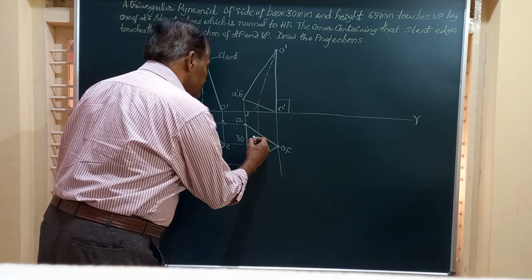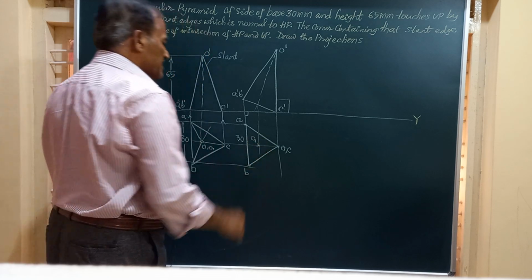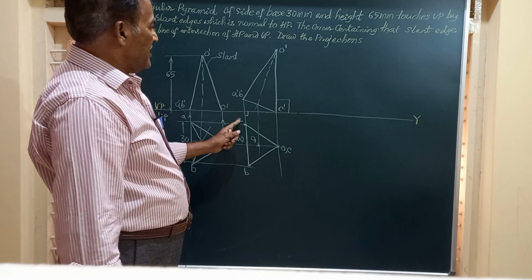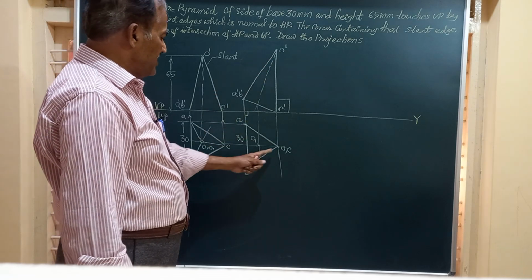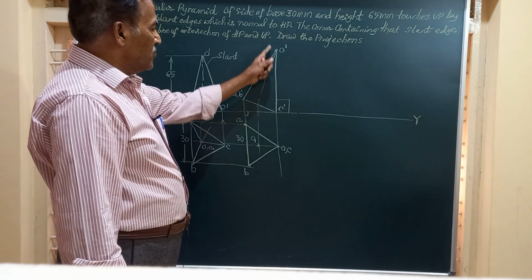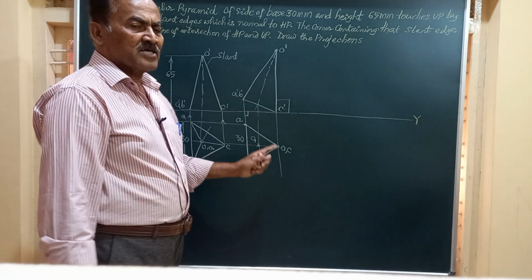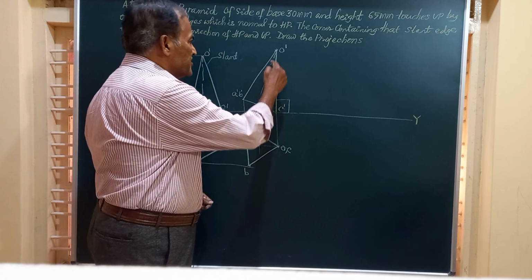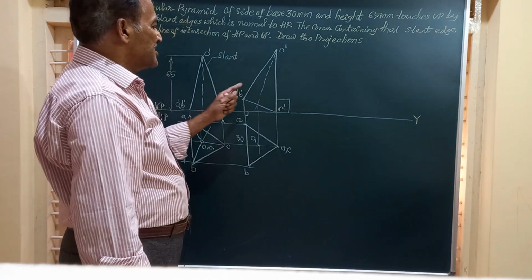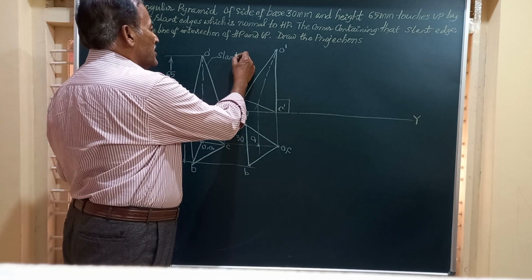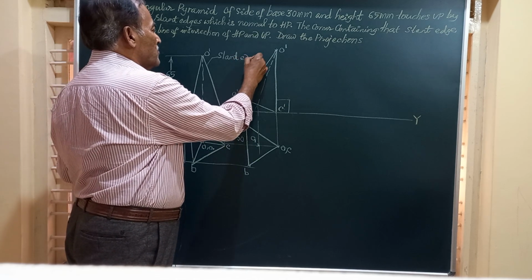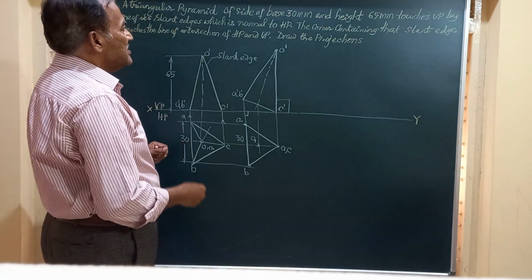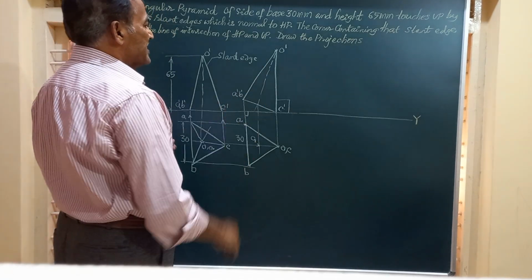So this is our O1, the center of the base. Friends, you can see here, this OA is one of the slant edges, OB the second slant edge, OC the third slant edge, that is appearing as a point because that slant edge O dash C dash is now perpendicular to HP. What does he say next, friends? He says draw its projections when this is on the vertical plane.